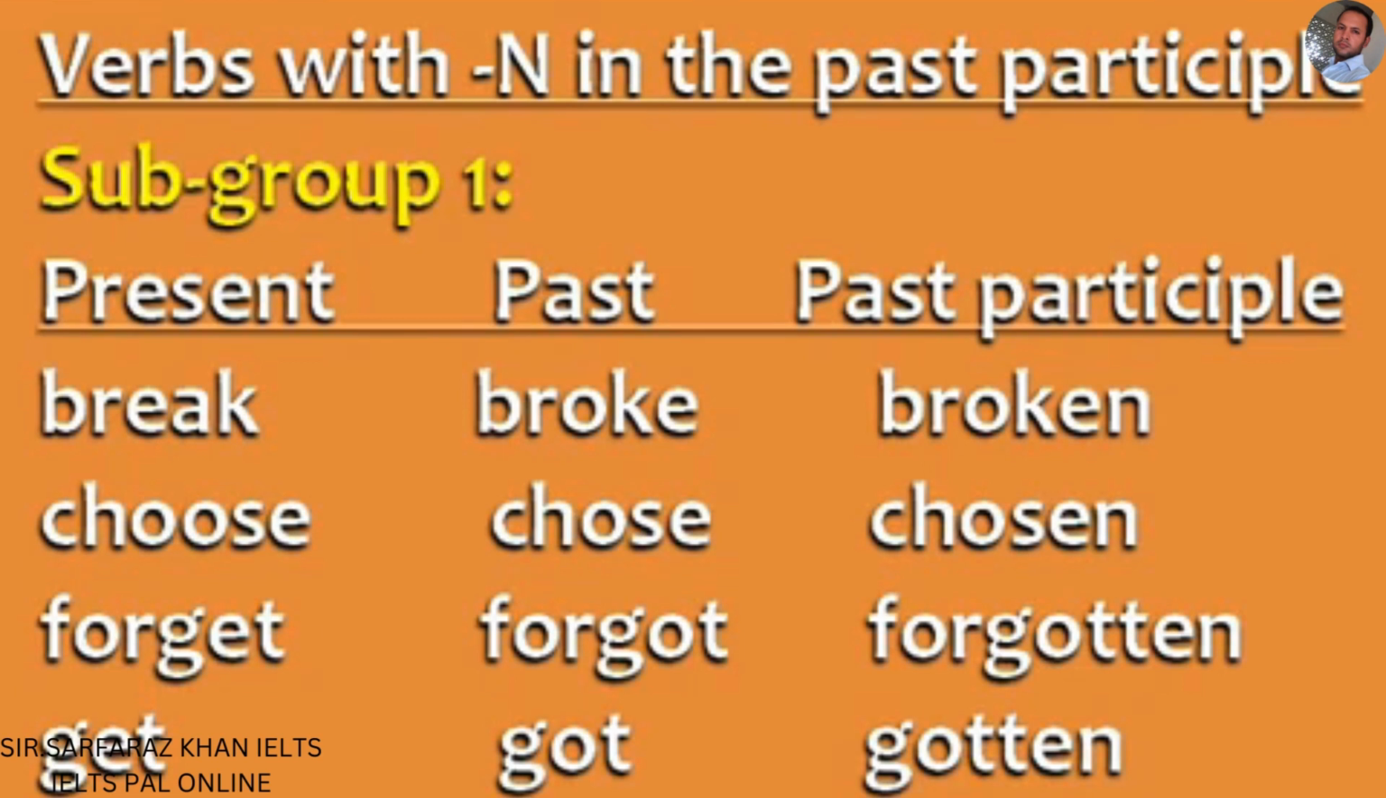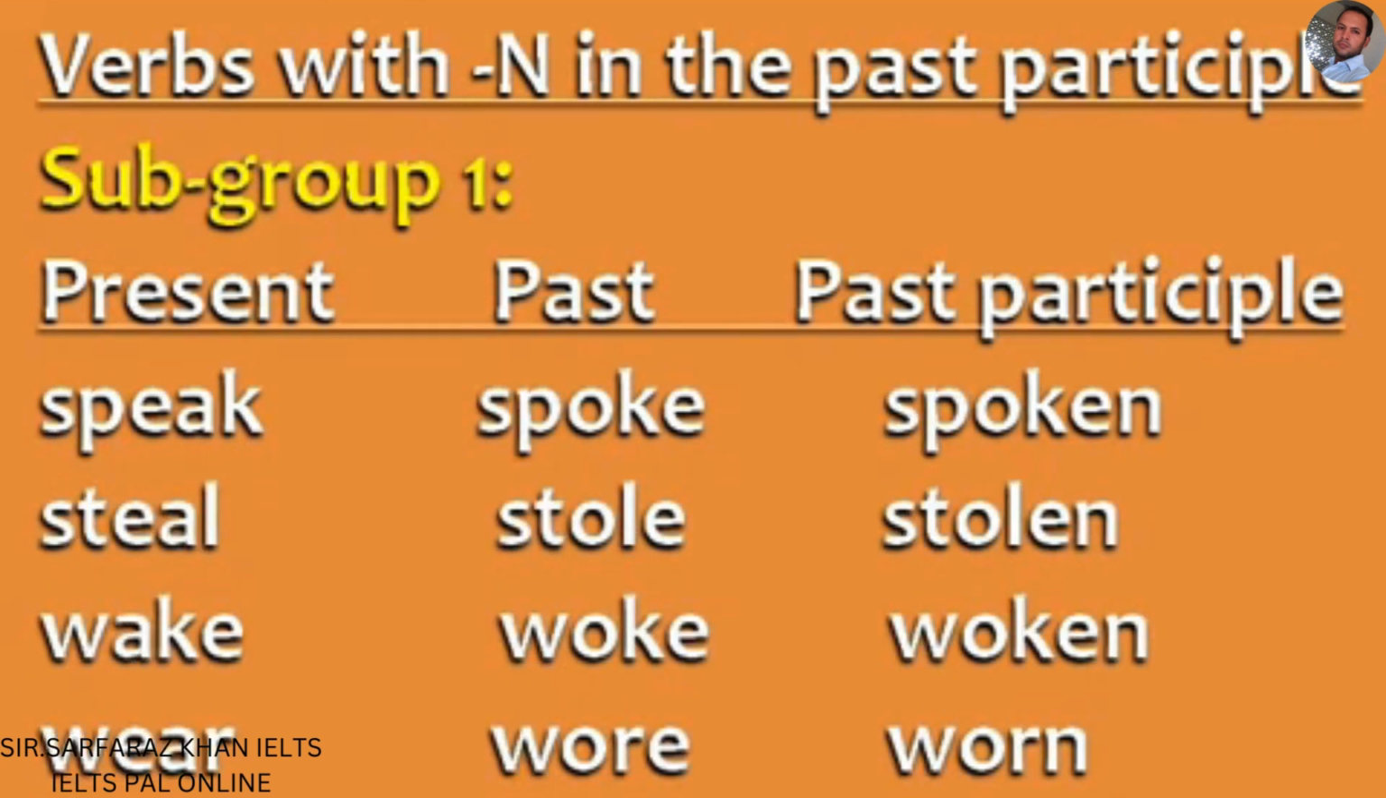Choose, chose, chosen. Forget, forgot, forgotten. Get, got, gotten. Speak, spoke, spoken. Steal, stole, stolen. Wake, woke, woken. Wear, wore, worn. In this subgroup, the vowel changes to o in the past and past participle.